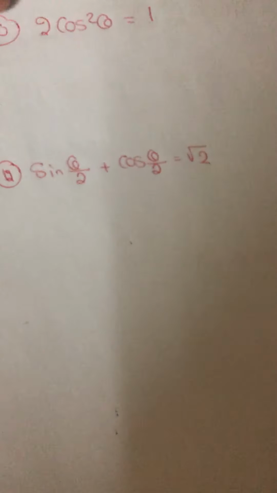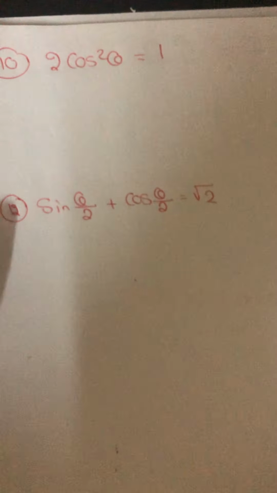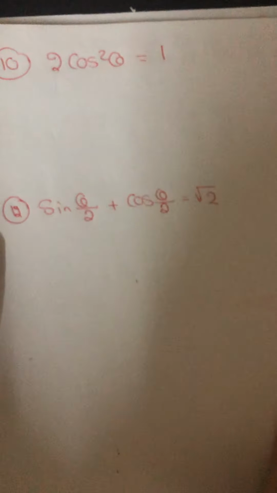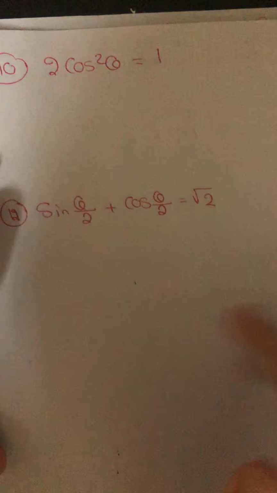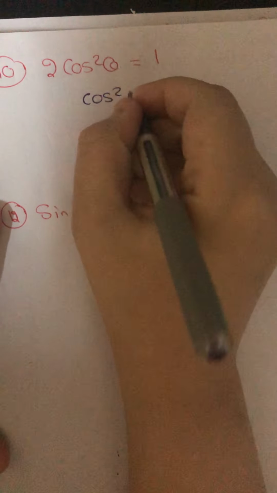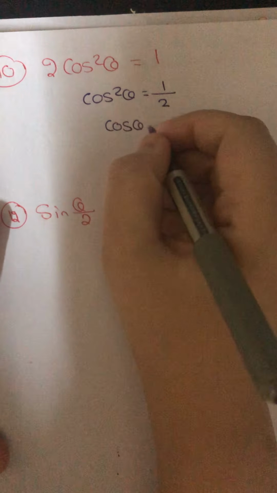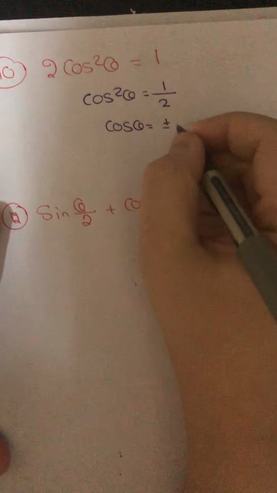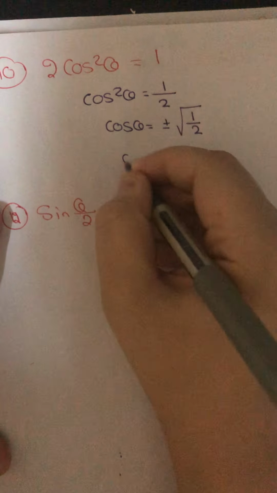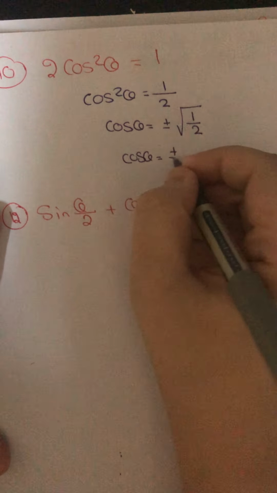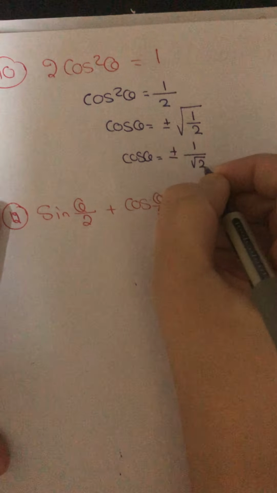Okay, regarding question number 10, here 2 cosine squared theta equals 1. I think this is more than direct. I would just directly say cosine squared theta equals half, and then cosine theta equals plus or minus root of 1 over 2. So cosine theta equals plus or minus 1 over root of 2.